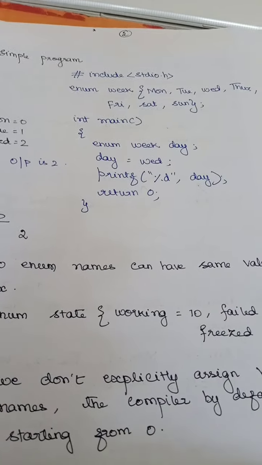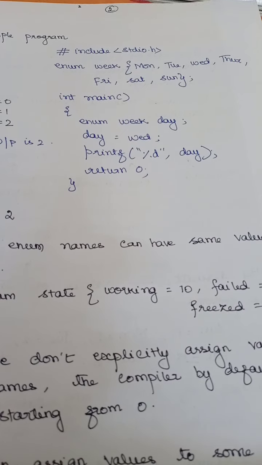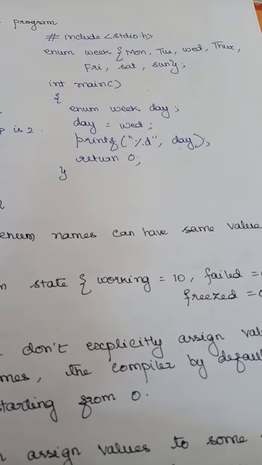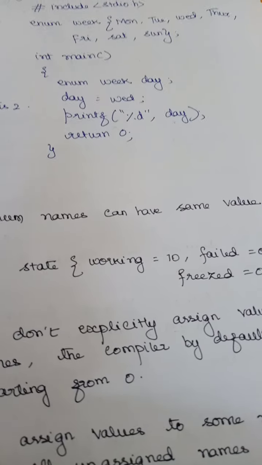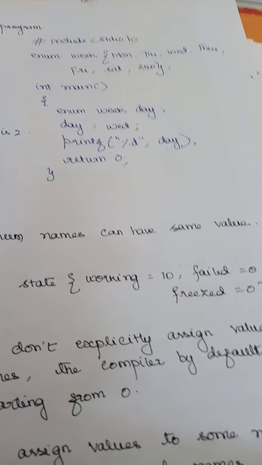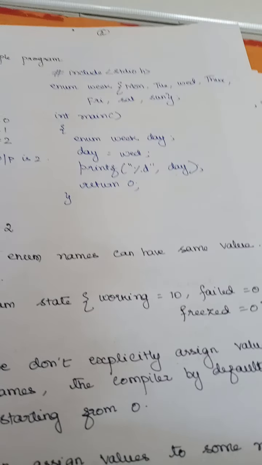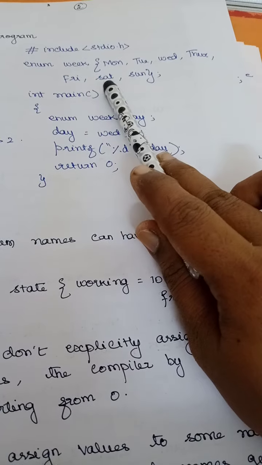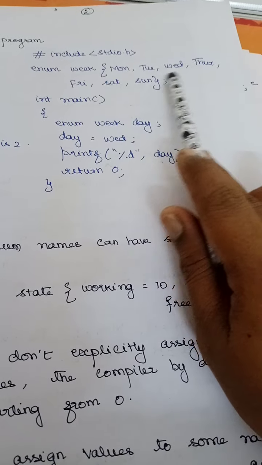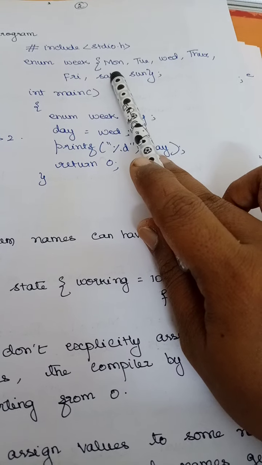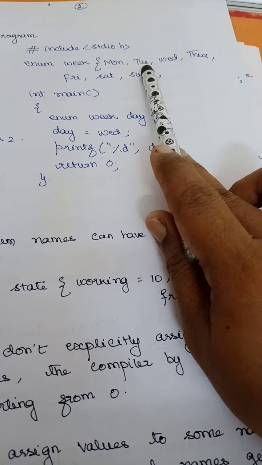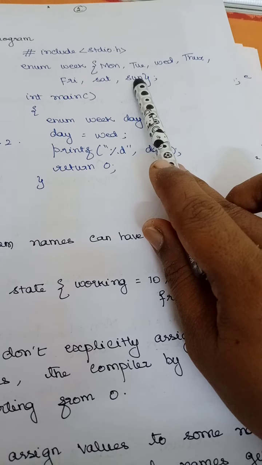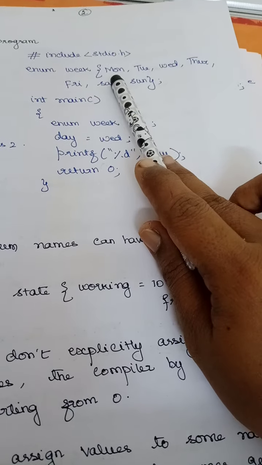Now, hash include stdio.h. I can declare the enum outside the main, so whenever I want, I can use it. You can also declare it inside your main, no problem. So enum week, and here I have Monday, Tuesday, Wednesday, Thursday, Friday, Saturday, Sunday. Here I have not given any values. It automatically takes the values 0, 1, 2, 3, 4, 5, 6. Is that clear? So it starts from 0.